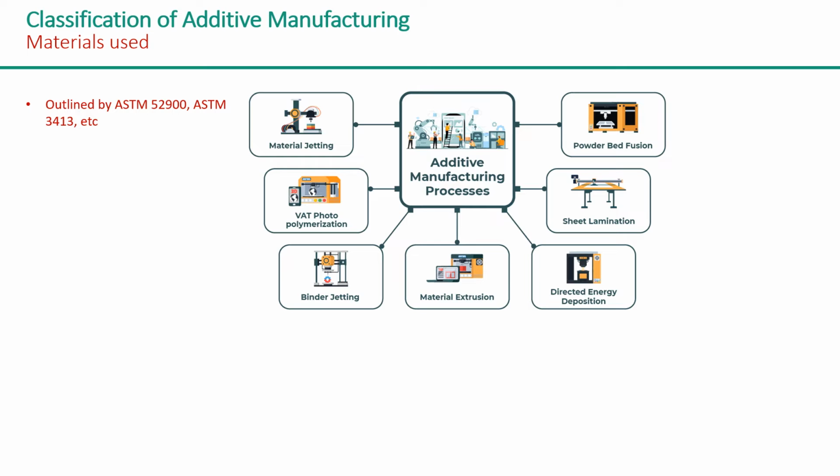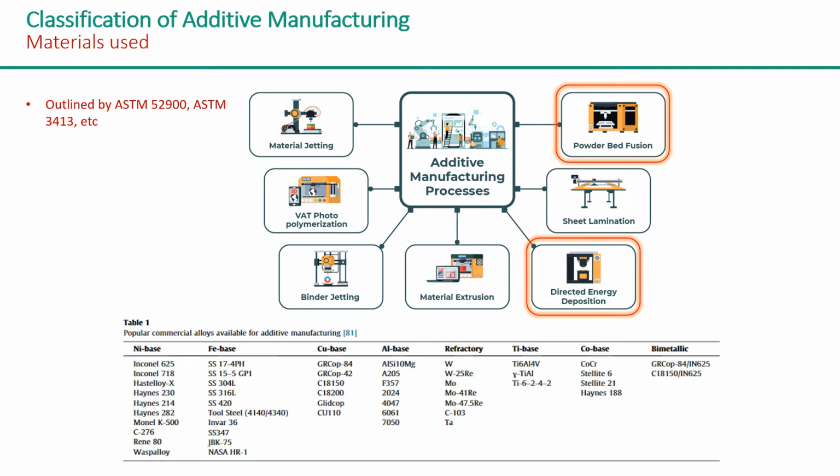So if we talk about the types of additive manufacturing approach, here we can see there are several kinds of additive manufacturing technique, but because we are focusing on metal and alloy based additive manufacturing, basically two are the key approaches: the powder bed fusion technique, and the second one is the directed energy deposition technique.